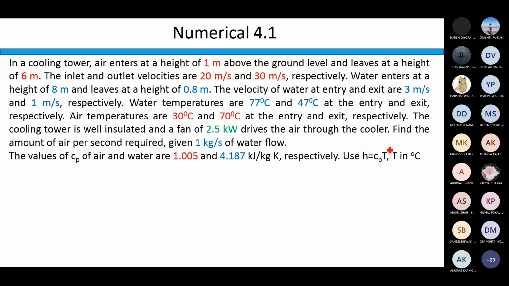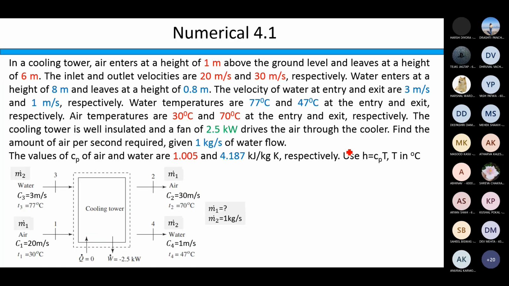And you have to use this expression to find out the enthalpy H. H is equal to simply Cp into T, where T is the temperature in degrees C. So using the value of Cp and T, you can find out the enthalpy H, which will be in joule per kg. This is the schematic representation of your cooling tower.